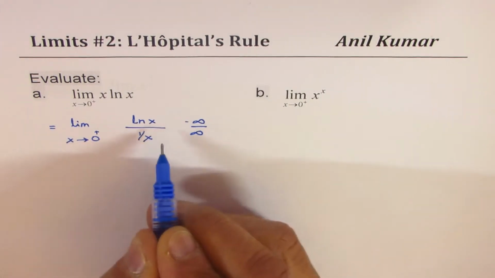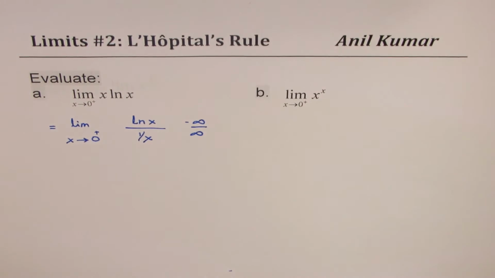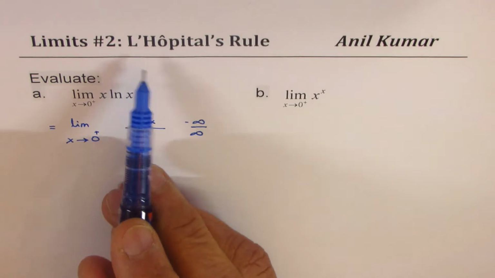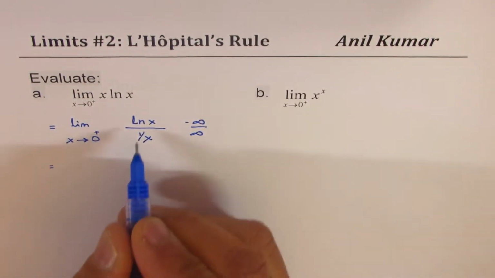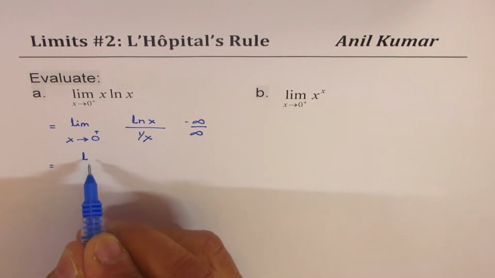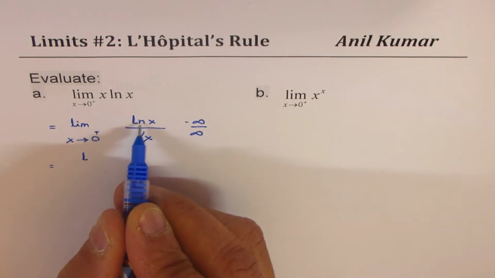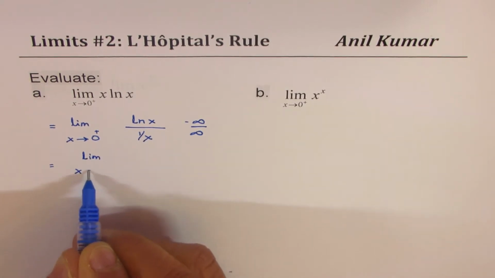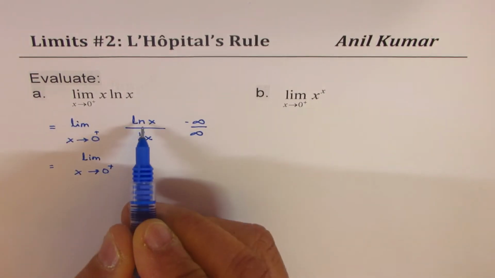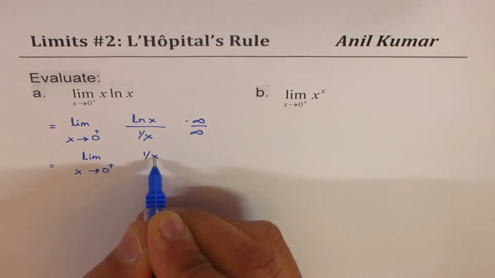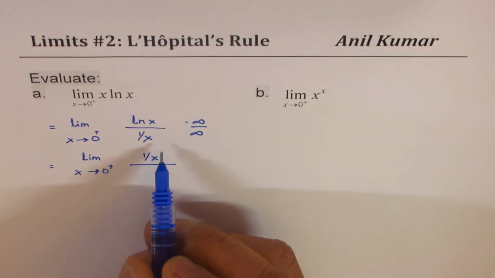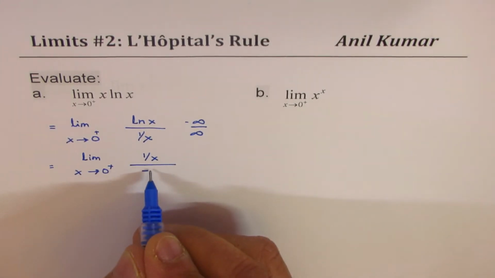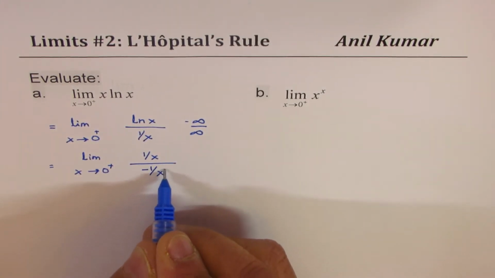Now this approaches negative infinity. So we have something like this, which is an indeterminate form. And therefore, we can apply L'Hopital's rule. So we have this limit as, derivative of ln x is 1 over x. So let's write limit x approaches 0 from the right side. Derivative of ln x is 1 over x, and derivative of 1 over x is minus 1 over x squared.